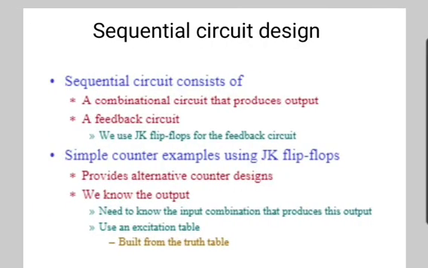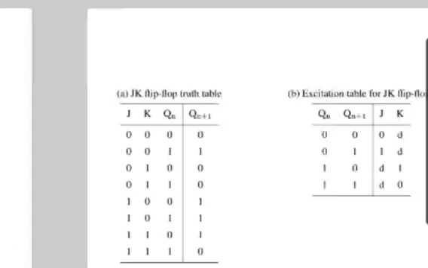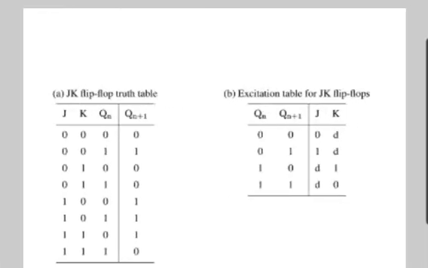So sequential circuit consists of a combinational circuit which produces output and a feedback signal. Here we use a JK flip-flop for the feedback circuit. So a simple counter example using JK flip-flop is considered here, which provides an alternative counter design. So we know that the output needs to know the input combination that produces this output and use an excitation table which is built from the truth table. So here truth table for the JK flip-flop is given and the excitation table for the JK flip-flop is given here.